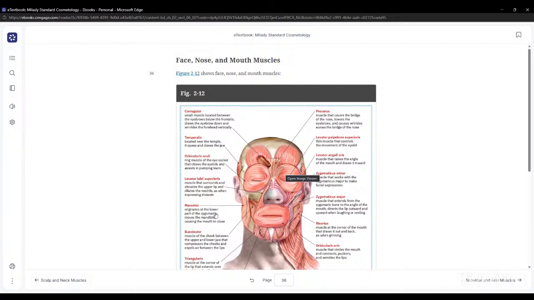Maxilla is always going to be associated with eating, moving, and structure of the jaw. And then the orbicularis oculi, I have to even teach my lash people this. It's the ring muscle of the eye socket that closes the eyelids and assists in pumping tears. Okay, closes the eyelids and assists in pumping tears. So that's the orbicularis oculi.